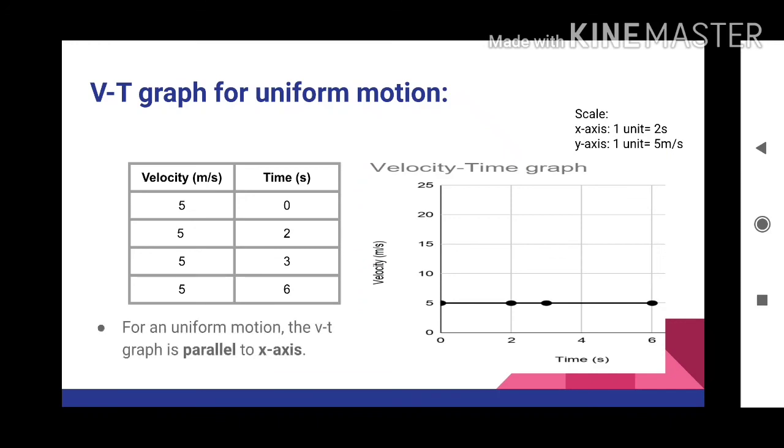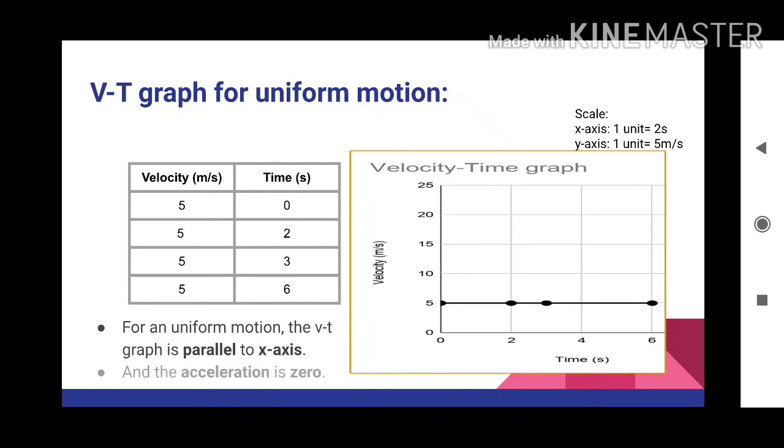So look here, for uniform motion, the VT graph is parallel to the x-axis. In the DT plot, uniform motion meant the plot was increasing, right? But here in the VT plot, uniform motion means the graph is parallel to the x-axis, and the acceleration of that object is 0.